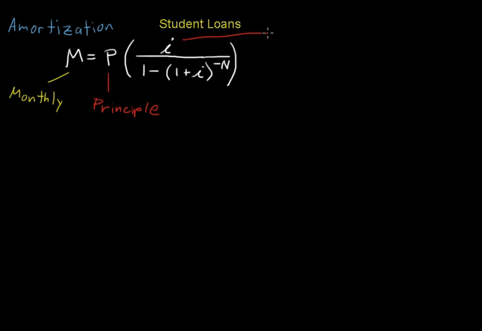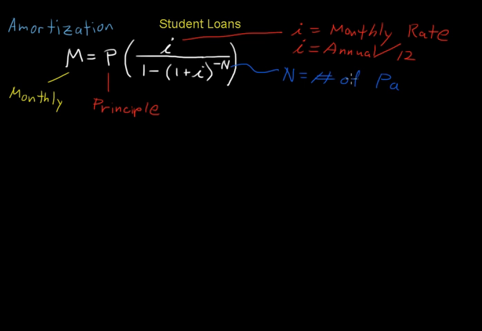And then I, this I is unique. This I is the monthly interest rate. I know you always are given the annual rate. So the monthly rate is the annual rate, or APR, divided by 12, because 12 months. So that's how you get the I, the annual rate divided by 12, and it'll be as a decimal. N here is the number of payments. So it's the number of months. Number of payments, or if you're paying monthly, number of months.